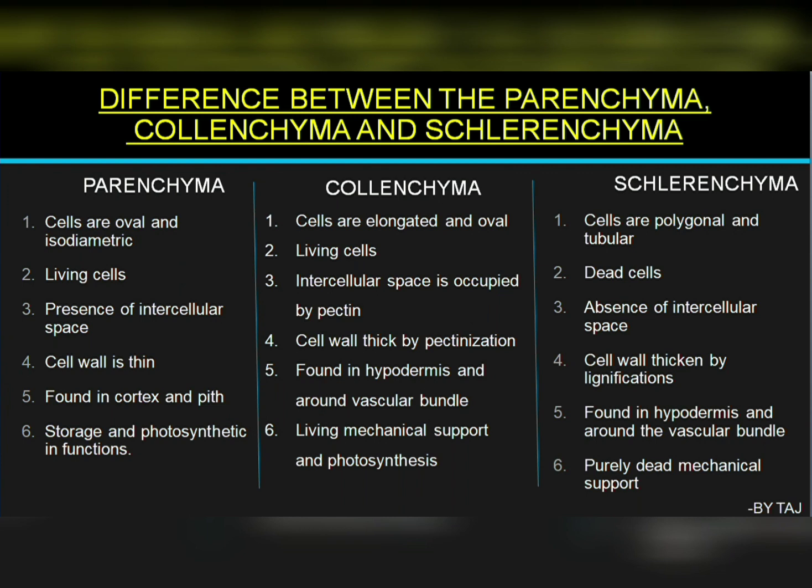The last one is sclerenchyma cells. These cells are polygonal and tubular in shape, and they are dead cells. Intercellular space is absent in sclerenchyma cells because of the presence of the wall material lignin. The cell wall is thickened by lignification. They are found in the hypodermis and around the vascular bundle. Purely dead mechanical support is given by the sclerenchyma cells. So this is the difference between parenchyma, collenchyma and sclerenchyma cells. This is the complete concept of simple permanent tissue along with the detailed study.